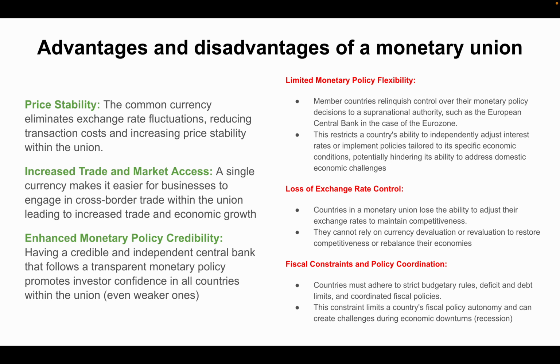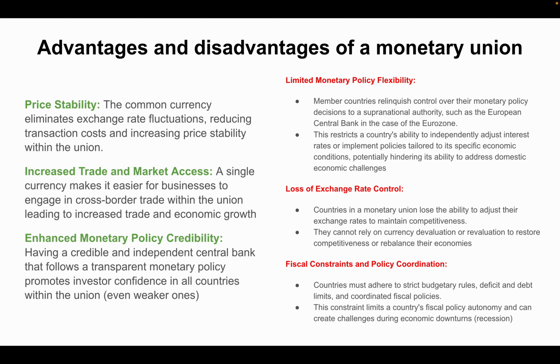Second advantage is the increased trade and market access. A single currency makes it easier for businesses to engage in cross-border trade within the union, leading to increased trade and economic growth. And lastly, enhanced monetary policy credibility. Having a credible and independent central bank that follows a transparent monetary policy promotes investor confidence in all countries within the union, even the weaker ones.